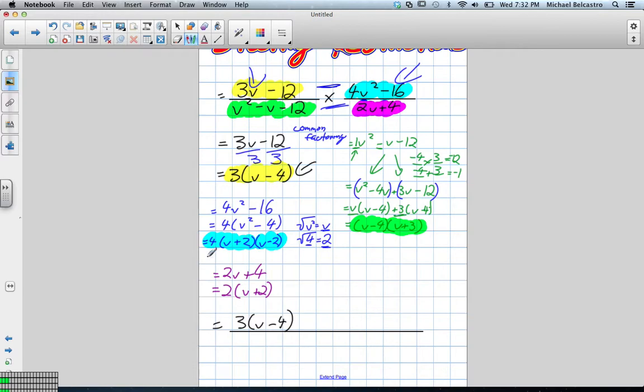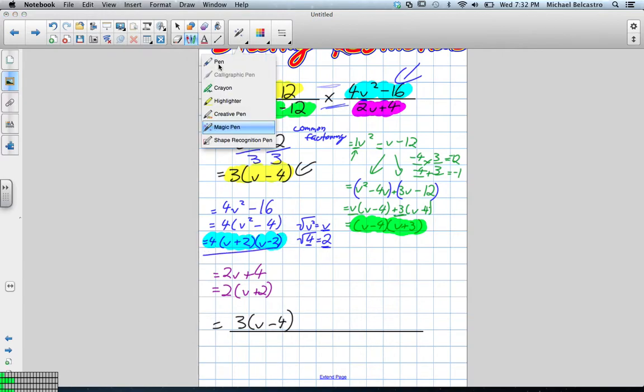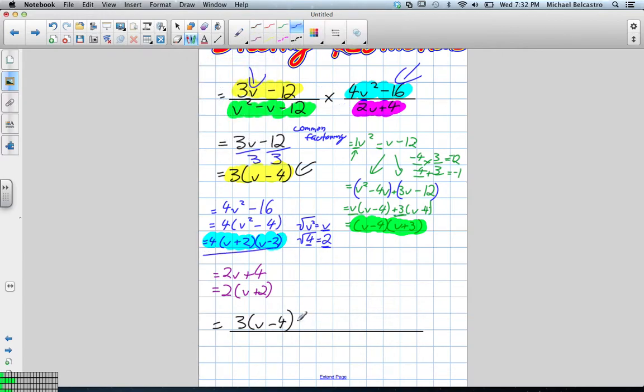Next is the blue. So that was our answer for the blue. We're going to move that over also. So the blue I'm going to write here. It was 4 times v plus 2, v minus 2. Okay? All of these are being multiplied together. On the bottom, our green, we had v minus 4, v plus 3. And finally, in the purple, we had 2 times v plus 2. I'll zoom back in again.